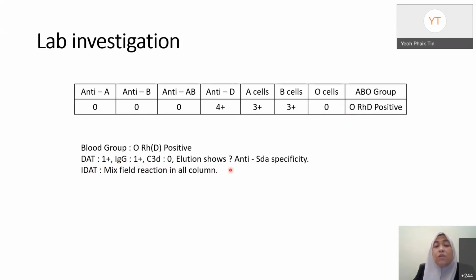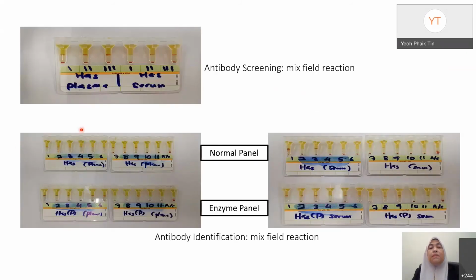We proceeded with elution testing, which shows anti-Sda specificity. Why do we say anti-Sda specificity? Because from the antibody identification result, it shows a mixed field reaction in all columns. This is the picture of the gel card. For antibody screening, it shows a mixed field reaction.